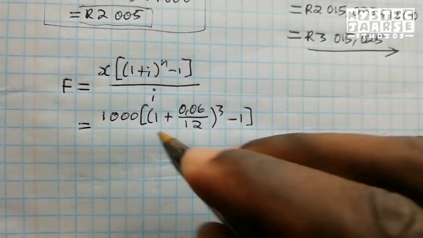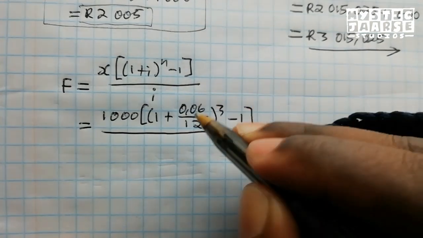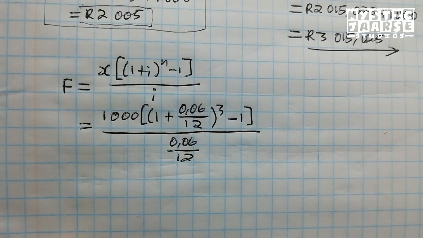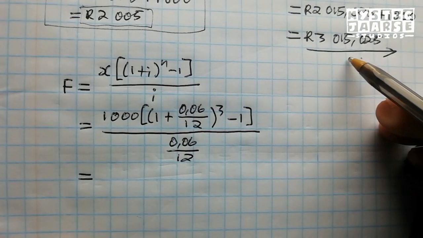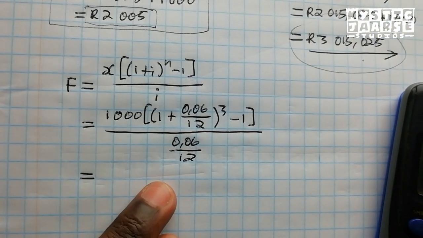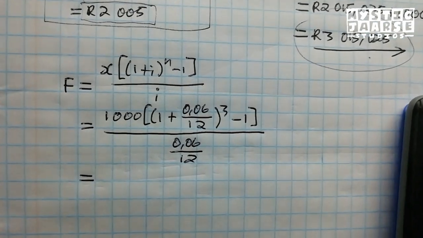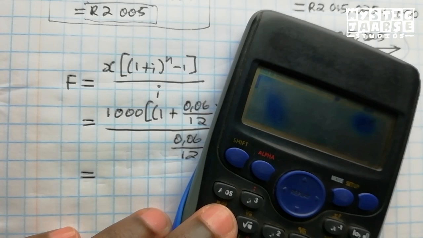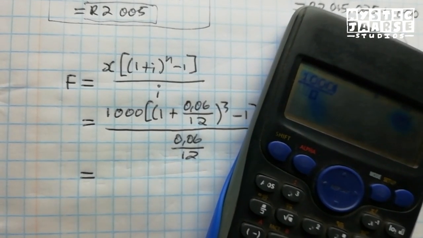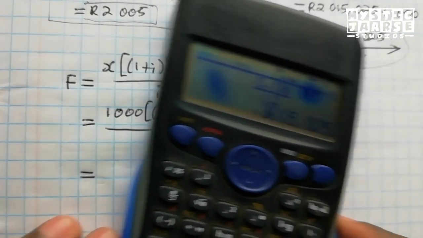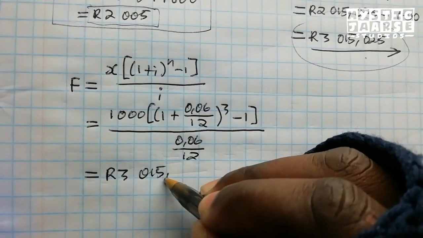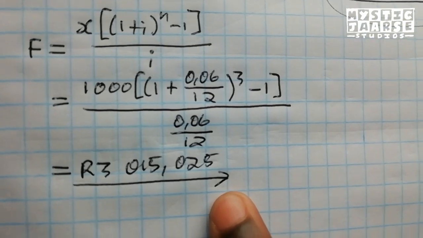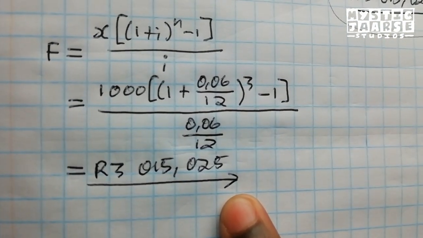Minus 1, all divided by interest rate as a decimal, 0.06 divided by compounding frequency. The answer that we get should be the same as this one. This is a big formula and it involves a lot of values, so we need to be careful when we put it into a calculator. Say fraction, 1000 rands into... 3015 rands 25 cents.